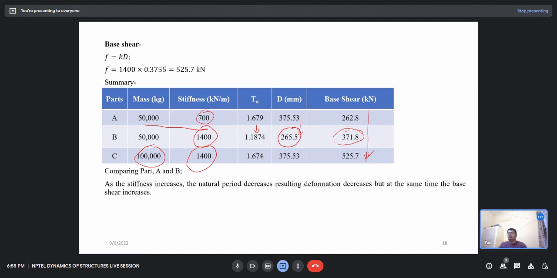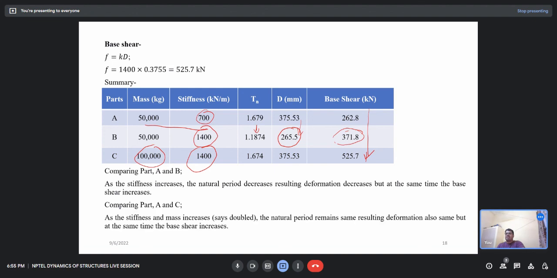Comparing part A and part B, as the stiffness increases, the natural period decreases, and the resulting deformation also decreases. But at the same time, the base shear is increasing. So this is a disadvantage. In parts A and C, the system is doubled, the natural period remains the same, so the deformation is the same. But at the same time, the base shear also increases. So that means the overall response always remains in the range of a constant system.